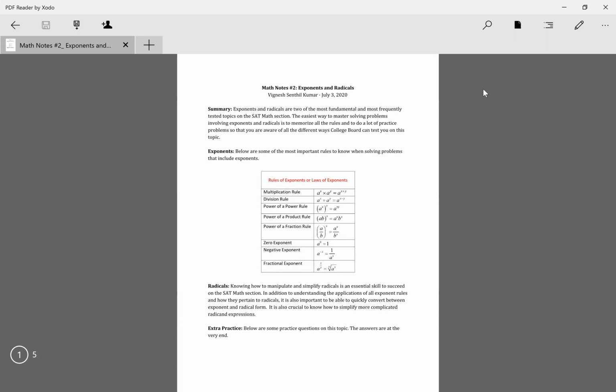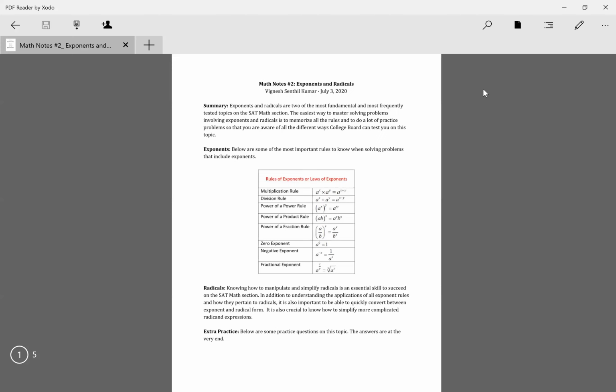These two are some of the most fundamental topics in the SAT math section. You almost always find at least a couple of exponent or radical questions, as you may have already seen when you took the exam. So these two are very important parts of the exam, and the most important thing to know for these two sections would be to memorize the rules of exponents, which I have right here.